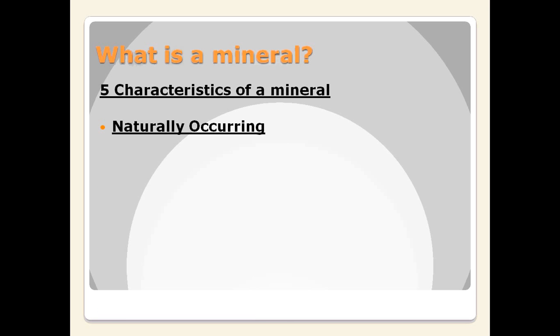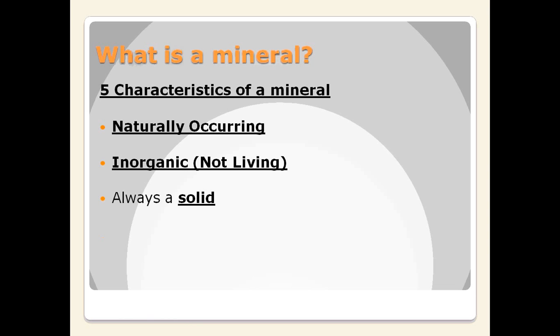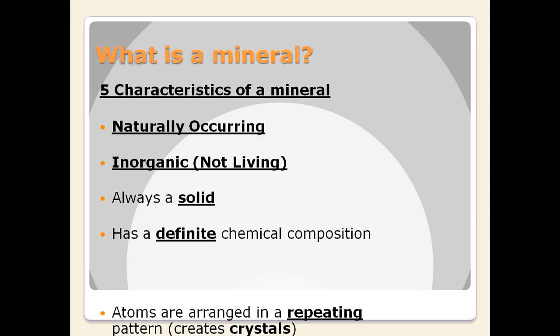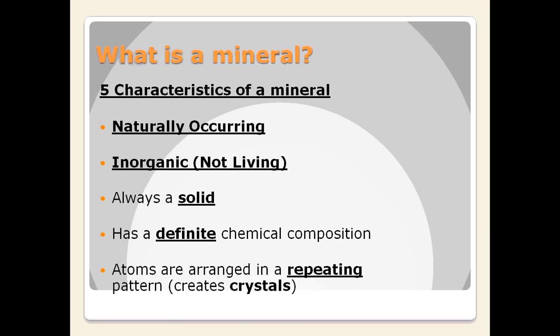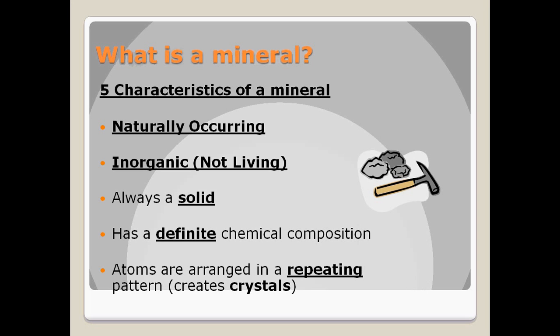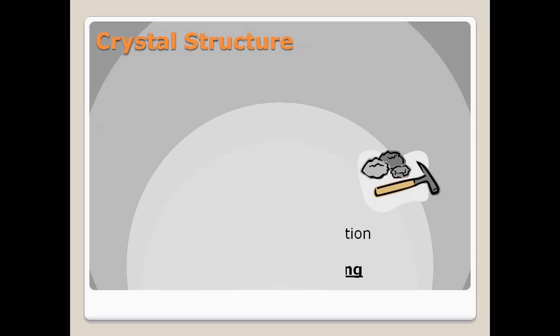1, they are definitely naturally occurring. They are inorganic, meaning that they are not living. They are always made of a solid. They have a definite chemical composition. And they are made of atoms that are arranged in a repeating pattern. This repeating pattern creates crystals, and we'll talk a little bit more about crystals in the next slide.